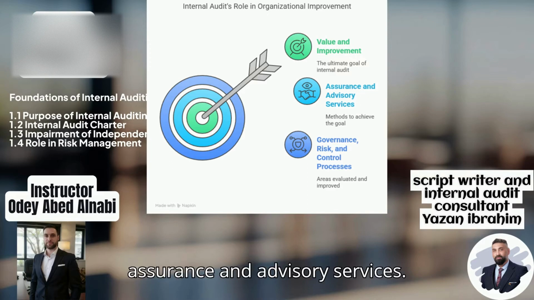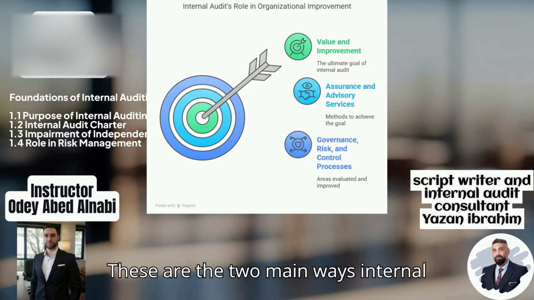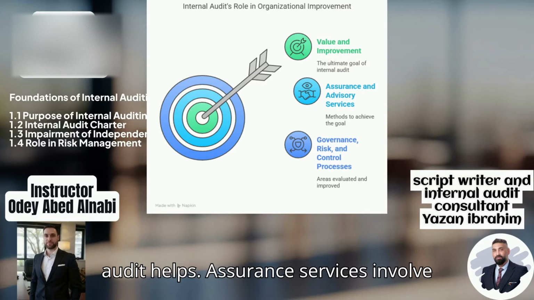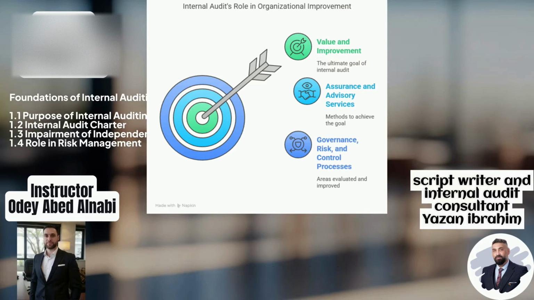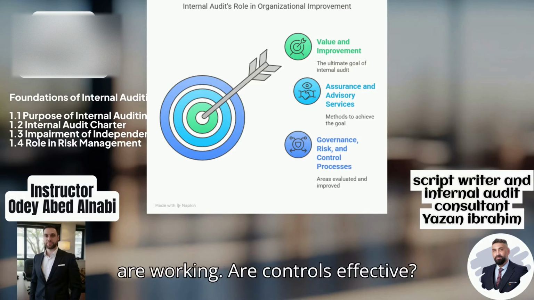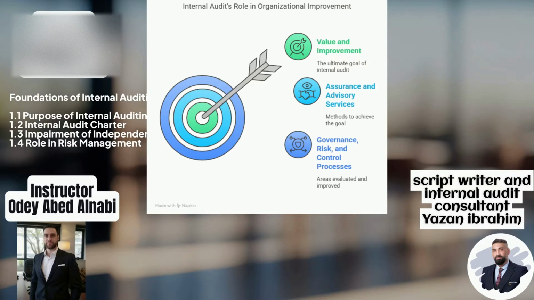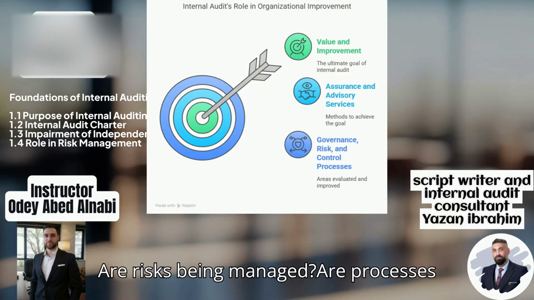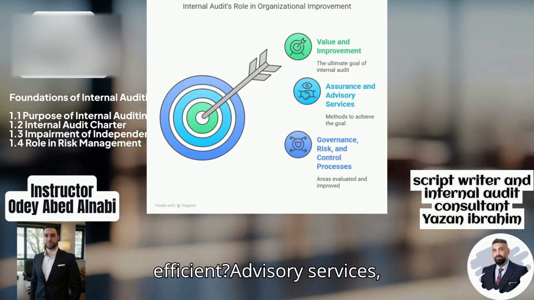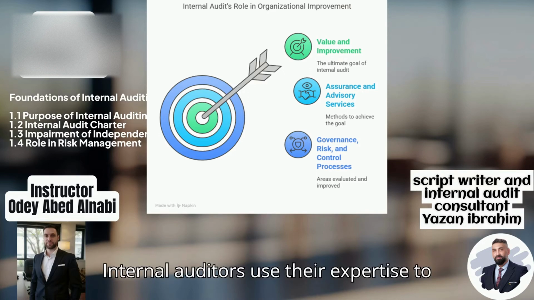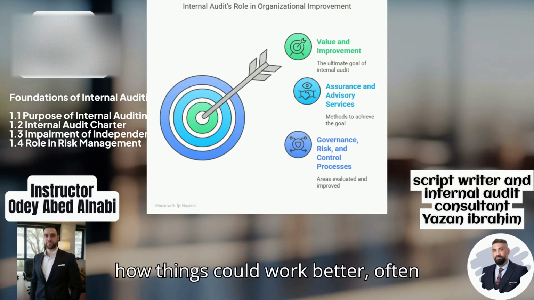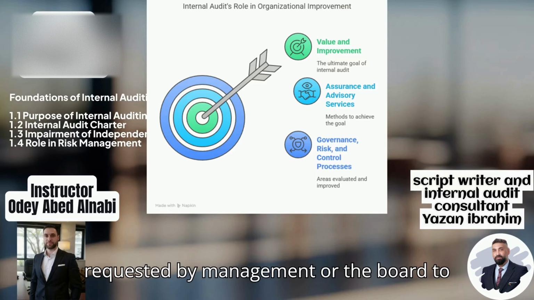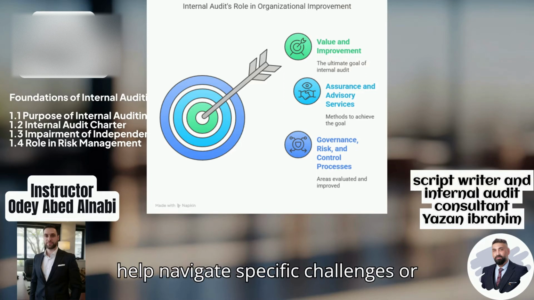Next, assurance and advisory services. These are the two main ways internal audit helps. Assurance services involve examining evidence to provide an independent assessment, essentially, telling the organization how well things are working. Are controls effective? Are risks being managed? Are processes efficient? Advisory services, on the other hand, are more consultative. Internal auditors use their expertise to offer advice and insights on how things could work better, often requested by management or the board to help navigate specific challenges or changes.